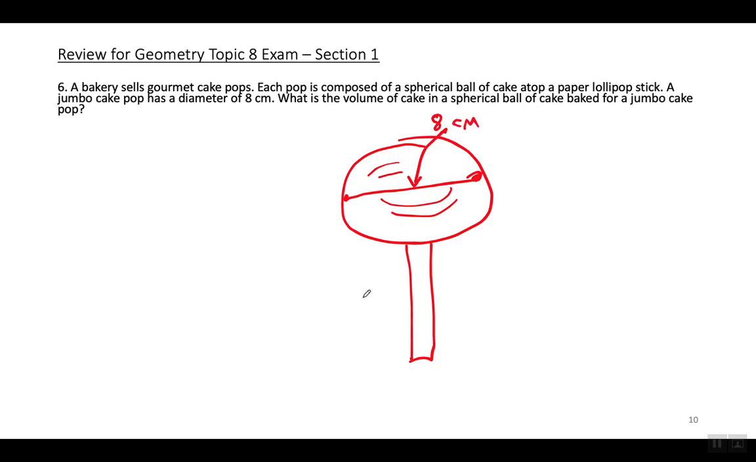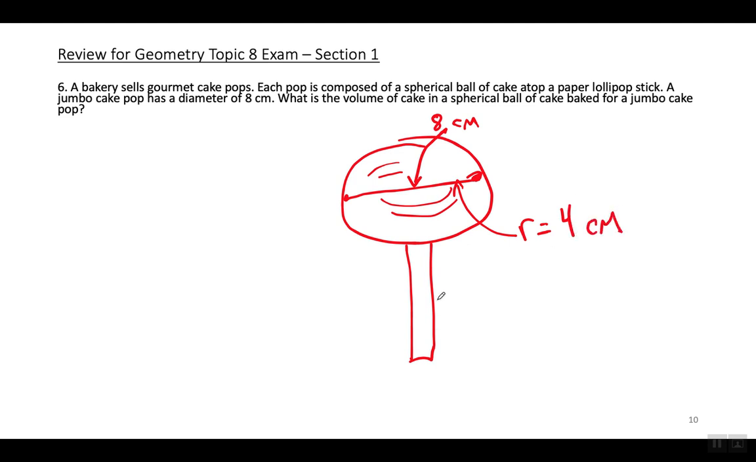What is the volume of the cake in a spherical ball of cake that's baked for a jumbo cake pop? All right, so all this unnecessary confusing language here is basically asking, what is the volume of this sphere? Okay, that is the question. What is the volume of this sphere? Realize if the diameter is 8 centimeters, that means that the radius has to be 4 centimeters.